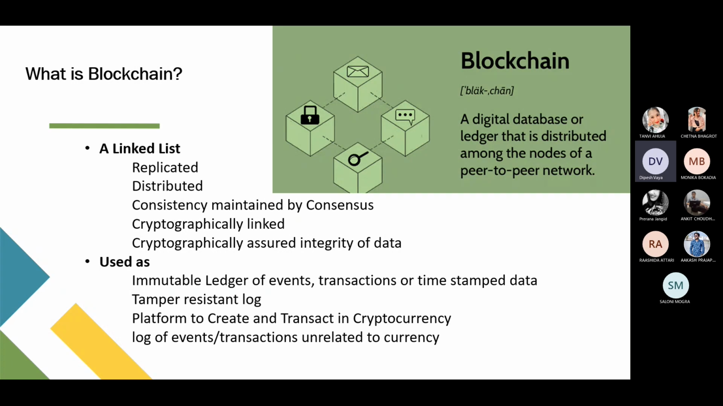So you need to know what is cryptography, because cryptography is the major thing which is there in the blockchain which is making it secure. So cryptographically linked, then cryptographically assured integrity of data. We know how to preserve the integrity of data. We know about it through the cryptography we have studied just before. So cryptographically assured integrity of data.